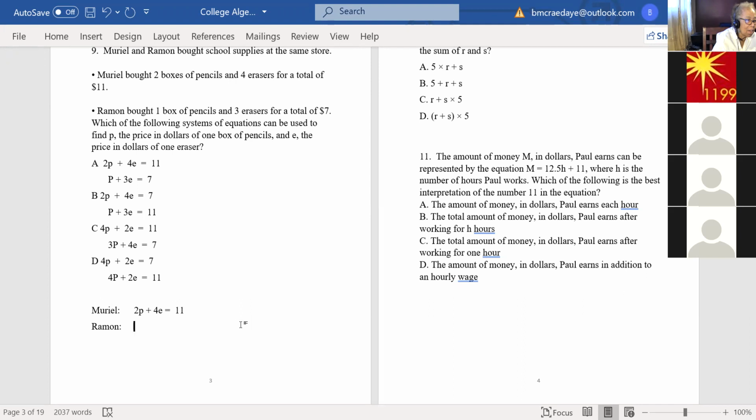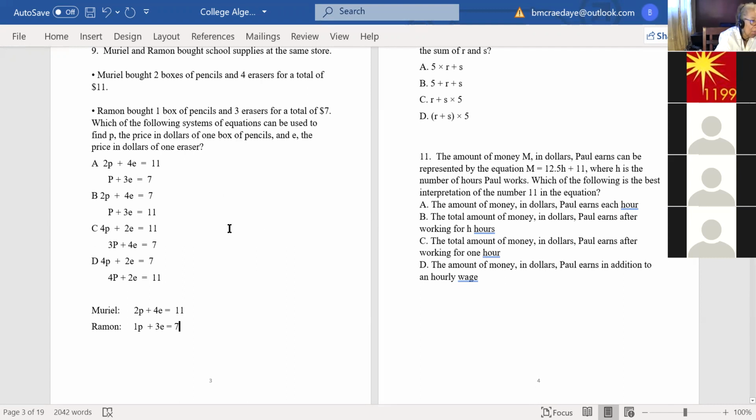Okay, so let's say 1P plus 3E. Didn't he buy 3 erasers? Yes, 3 erasers, 3E, and what's that equal to? $7. Equals 7, okay. All right, so 1P is the same as P.